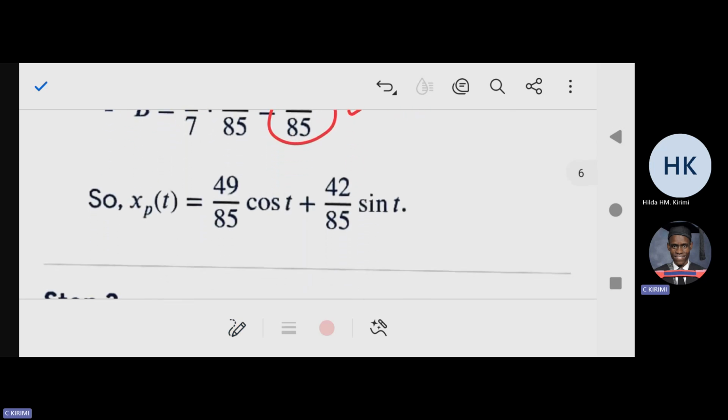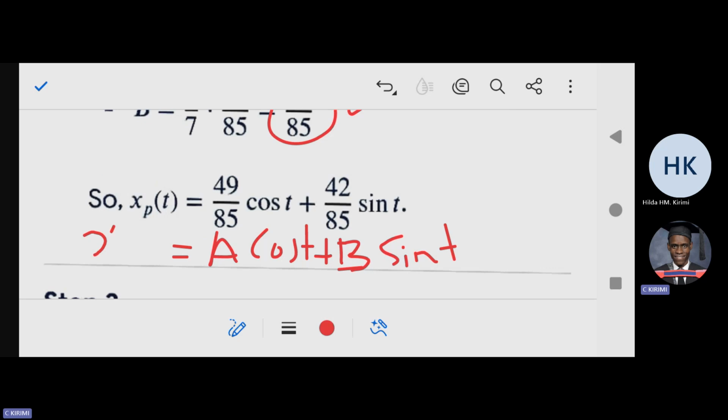So in our particular solution, where it was saying A cos t, now you replace the A. Now you know the constant. What is the value of A? Where it was saying plus B sin t, you replace the value of B. Now you know the value of B. That's what we are just doing as a general. So this is your X particular.